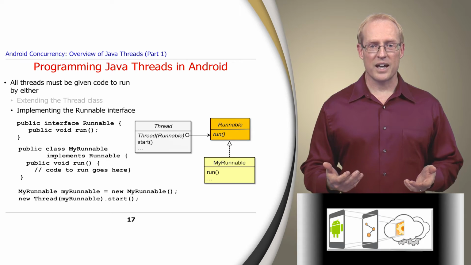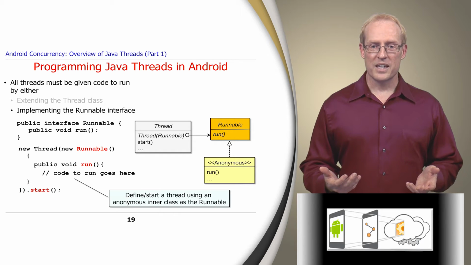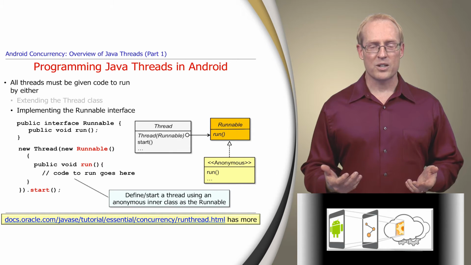The approach shown in this slide defines a named runnable implementation, passes it to an anonymous thread object, then calls its start method, which instructs the Java virtual machine to create the resources needed to run the thread and invokes its run hook method. Alternatively, the approach shown on this slide defines and starts a thread using an anonymous inner class as the runnable, which is a common idiom used throughout Android. This link compares and contrasts these various approaches.